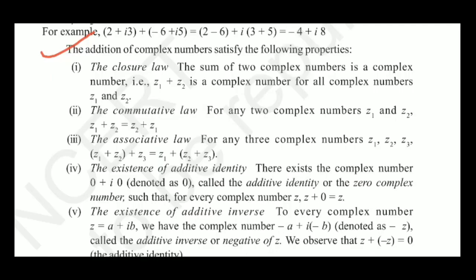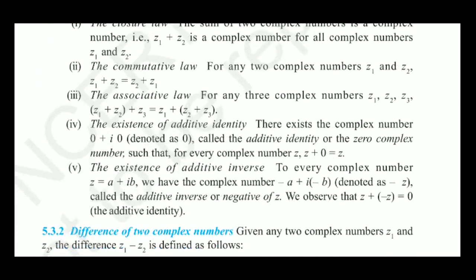Now you can see the addition of complex numbers satisfies the following properties. First is closure law, second is commutative law, third one is associative law, the fourth one is existence of the additive identity, and the fifth one is the existence of the additive inverse.